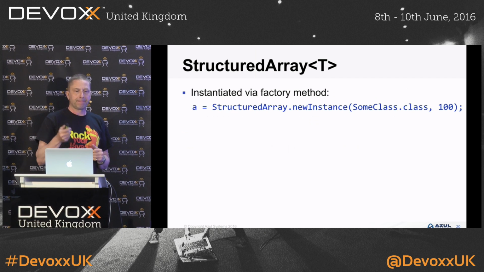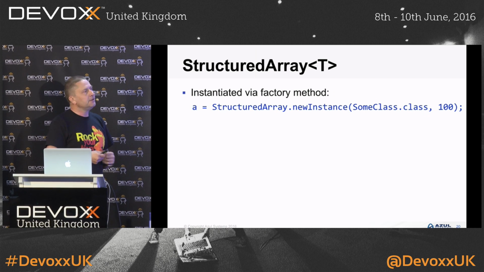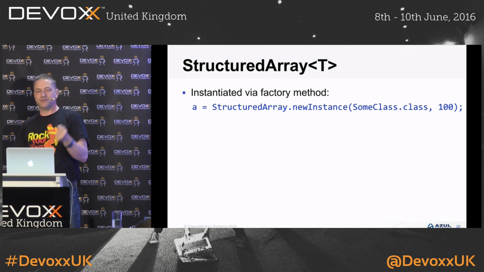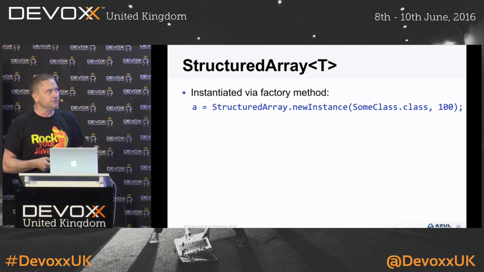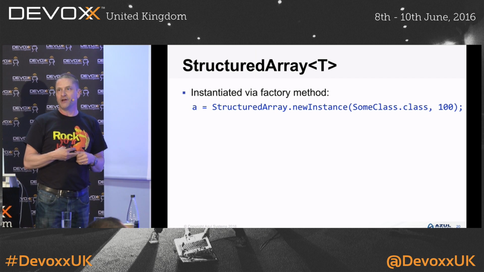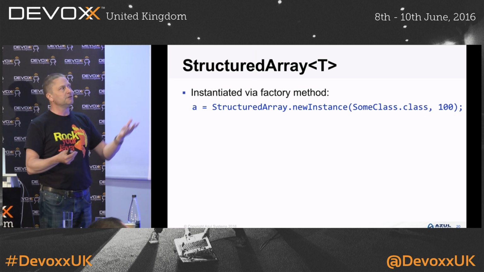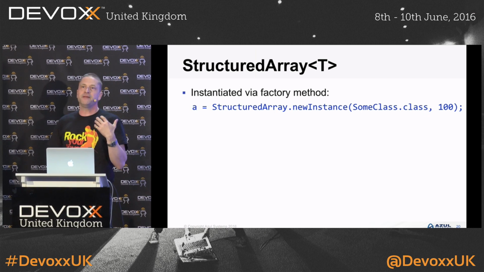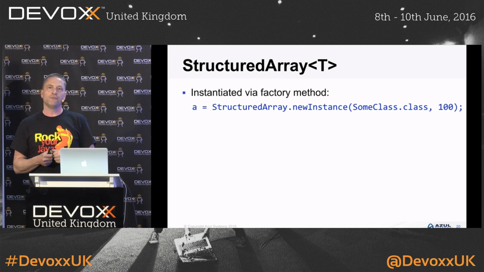Now, in terms of creating one of these, you have to use a factory method. So you use StructuredArray.newInstance, and then you pass in the type of the object that you want that StructuredArray to hold. So you pass in some class.class to give it the reference, and then the size of the array that you want to create.